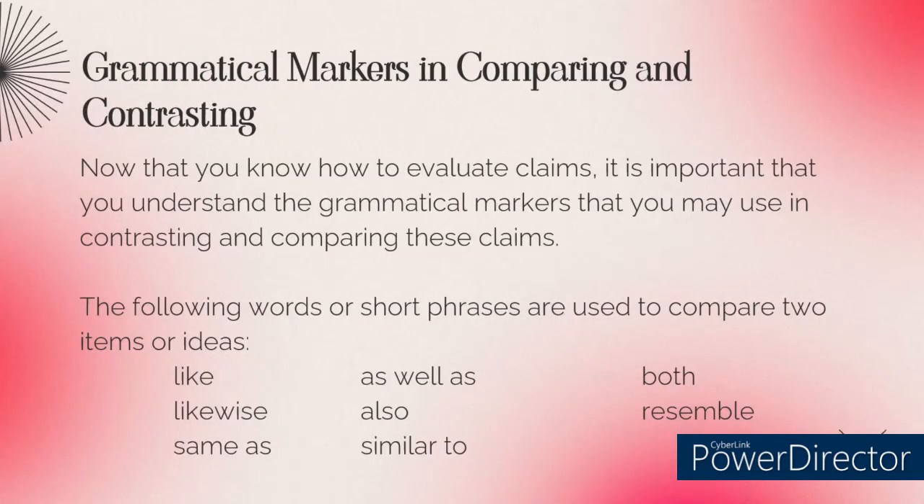Now that you know how to evaluate claims, it is important that you understand the grammatical markers that you may use in contrasting and comparing these claims. The following words or short phrases are used to compare two items or ideas. Like, likewise, same as, well as, also, similar to, both, and resemble.